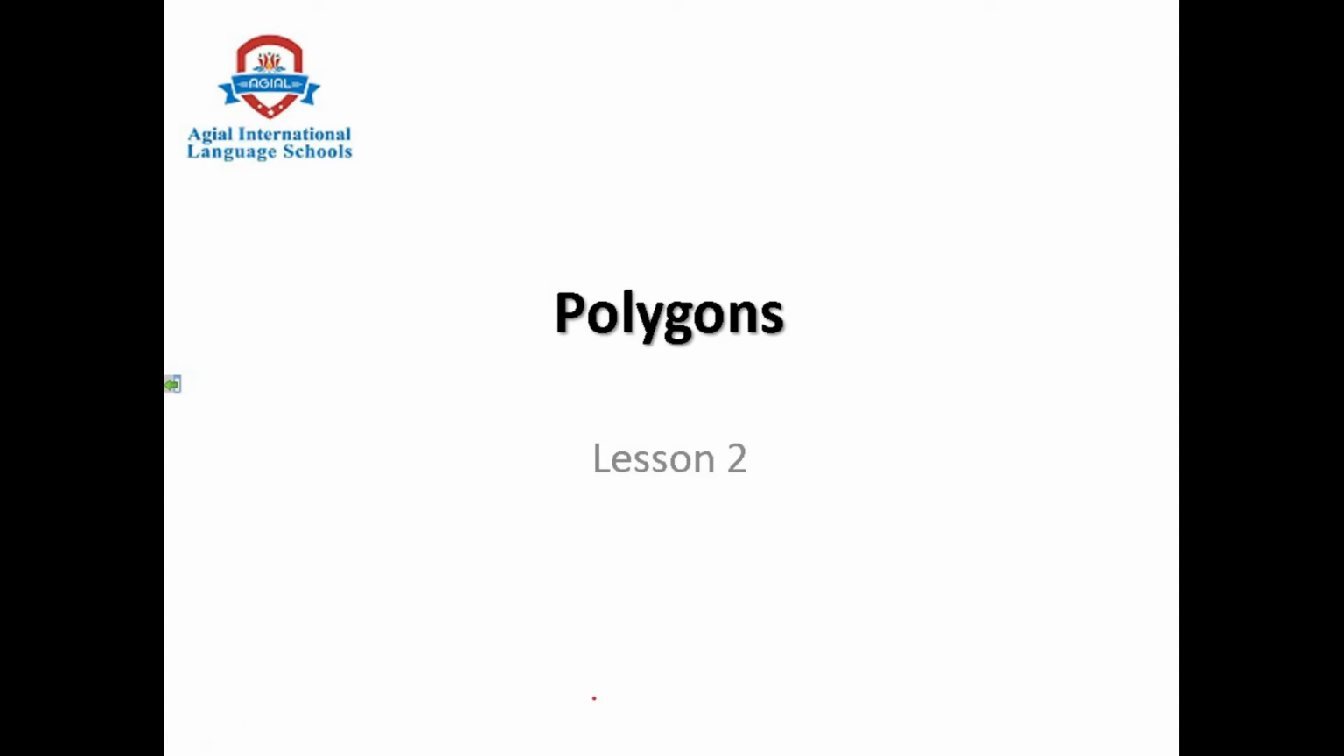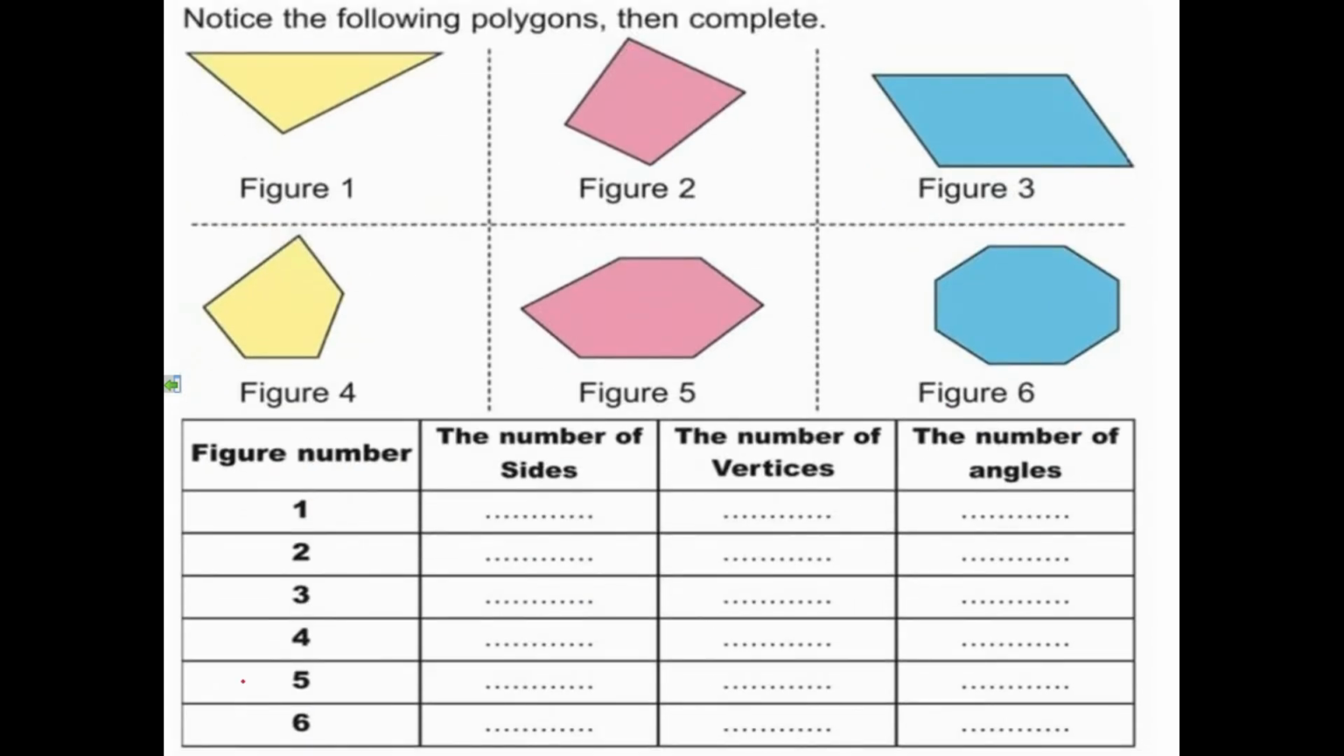Lesson 2. Polygons. The polygon is a closed shape formed from 3 sides or more. So, the lowest number of the sides or line segments is 3.